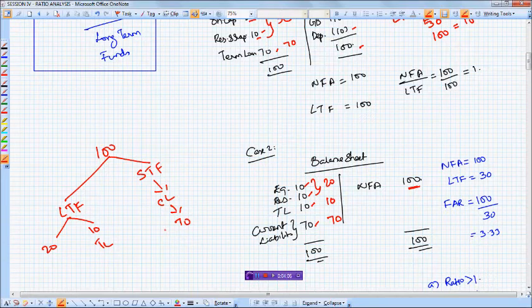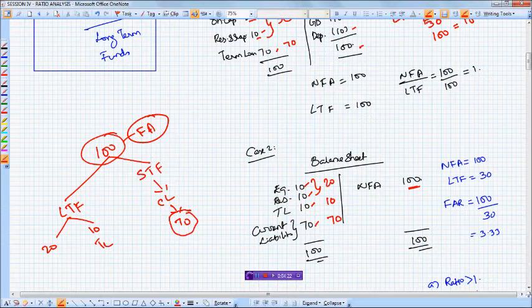So what is the risk here? See, 100 rupees fixed assets have been created. So what is fixed assets? Fixed assets are those assets which were acquired not with the intention to sell immediately. But here what they have done is they have used current liability of 70 rupees to fund this fixed asset of 100 rupees. So what is the risk here?